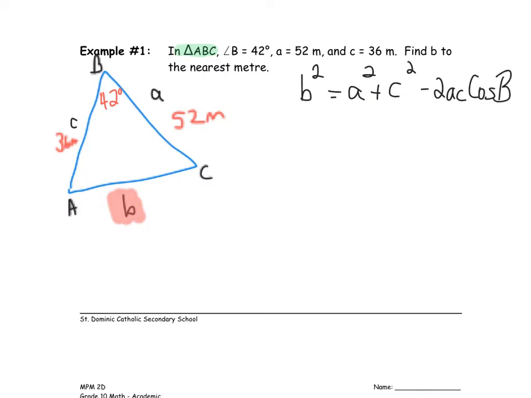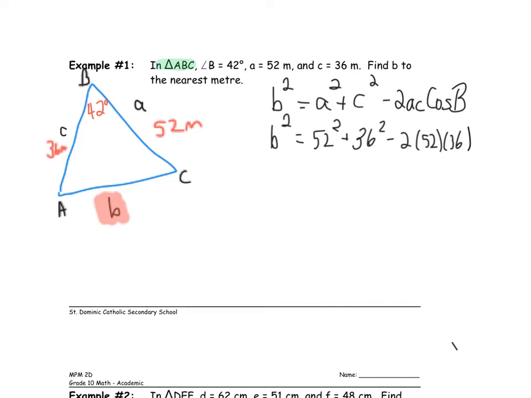So a few things I need to make sure I have before I can utilize the law of cosines is I need to make sure I have angle B and that I have side a and side c. And it looks like I do. And so this is a perfect situation for me to use the law of cosines. So now I'm just going to go ahead and substitute the information that I know into the equation. So b squared is equal to 52 squared plus 36 squared minus 2 times 52 times 36, times the cosine of 42 degrees.